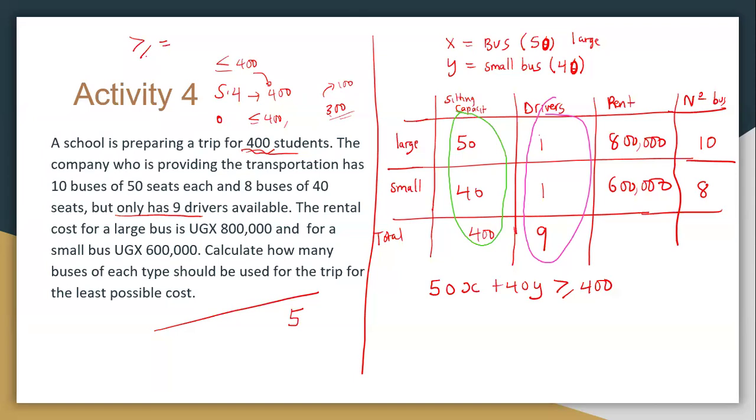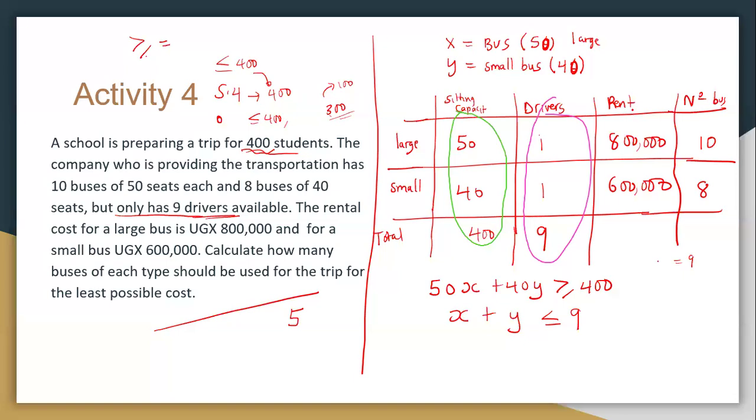Only 9 drivers. Very good, Patricia. Now I'm seeing people have started picking. Since there are only 9 available, the number can't increase beyond 9. So 9 is the maximum. So the number of drivers, x plus y, should be less than or equal to 9. Less than or equal to 9 means it can equal 9 or be less than that number, but the maximum is 9. You can't go beyond that.